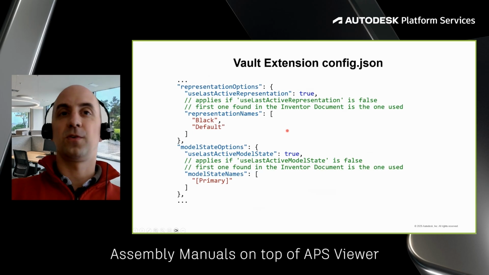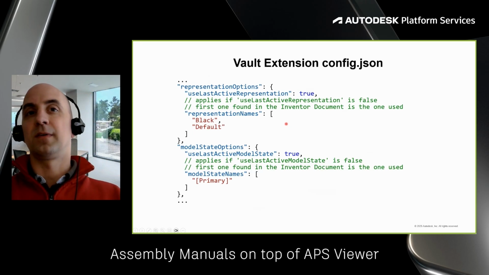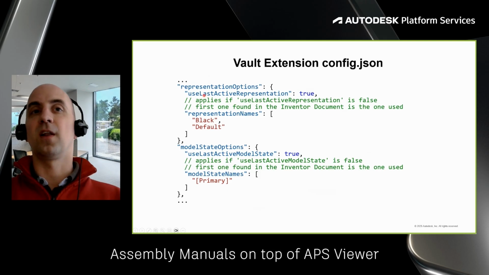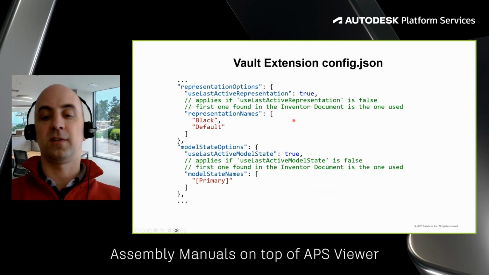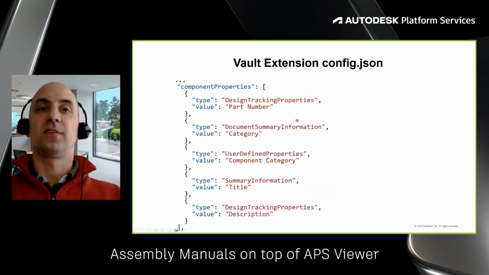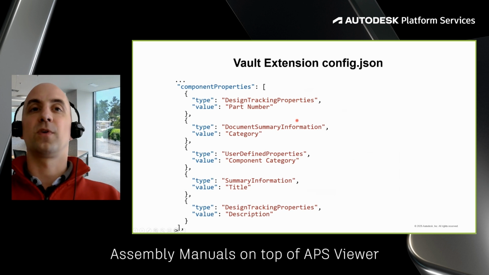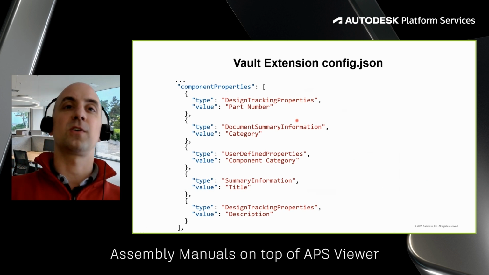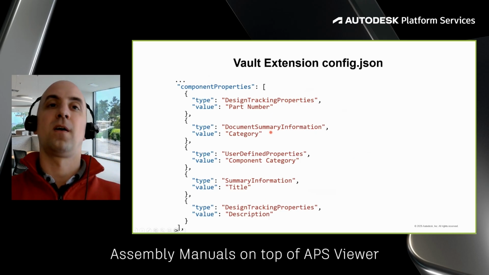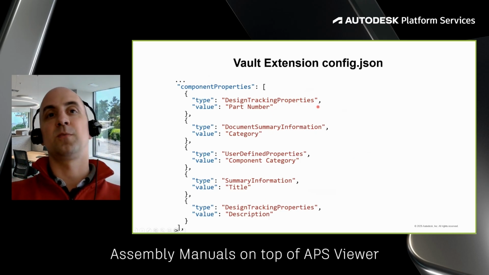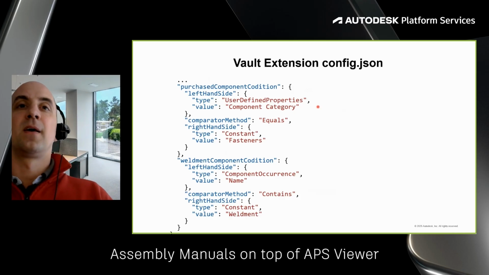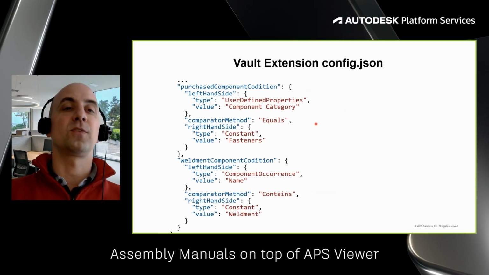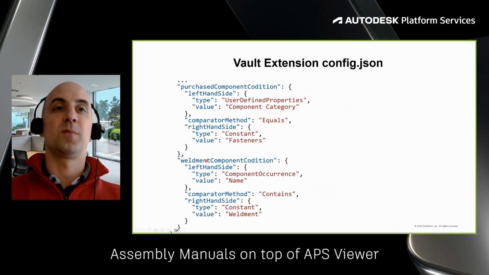The next part of this configuration has configs if you want to use the last active representation, and the same for model state, or if you want to have your own and you know the names up front. This part is to configure essentially exported information with every occurrence. So in this case, it's all iProperties from Inventor, but there could be something else like a BOM structure, for instance.